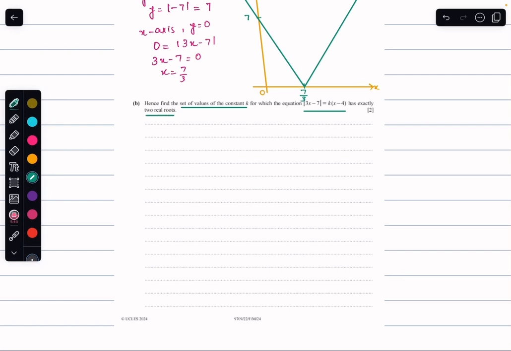First thing is to have the understanding about the 2 real roots. Whenever we say that there are 2 real roots in the equation, obviously it means that there are 2 points of intersection, and that means that this modulus function y equals modulus 3x minus 7, and this y which equals k times x minus 4.